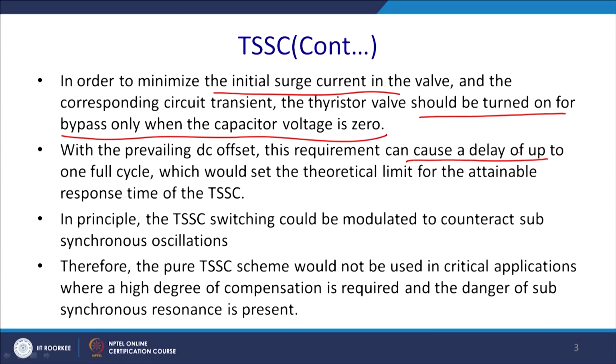With the prevailing DC offset, this requirement can cause a delay of up to a full cycle, because you have seen that there will be a DC offset in the case of this TCSC, which would theoretically set the limit for the attainable response time of the TCSC. So, there will be a delay till the voltage across these devices becomes 0.